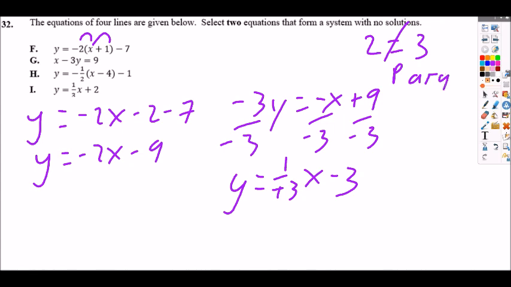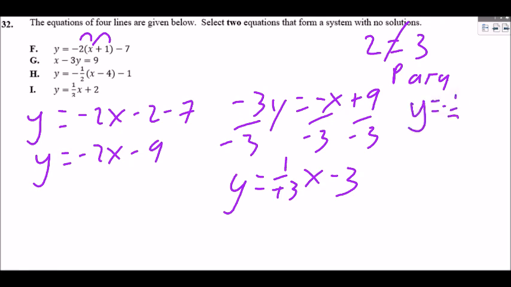So then we're going to look at h, and I'm going to distribute that negative 1/2 to everything. And I get y is equal to negative 1/2 x, and then negative 1/2 times negative 4 is positive, and half of 4 is 2. So then I have y is equal to negative 1/2 x plus 1. And then this is already in slope-intercept form.